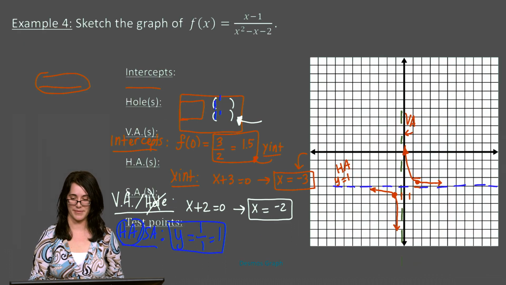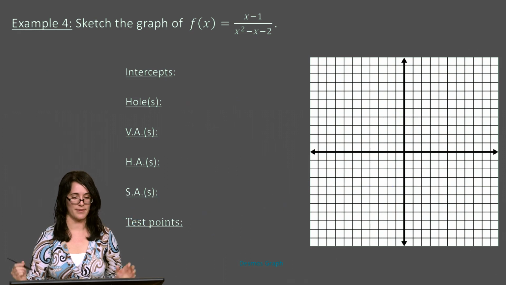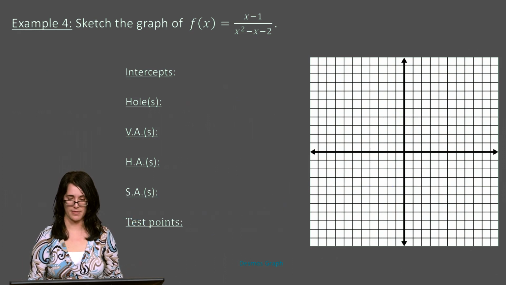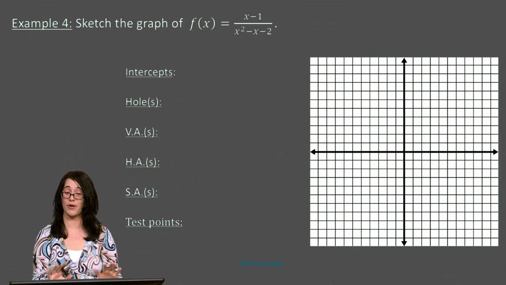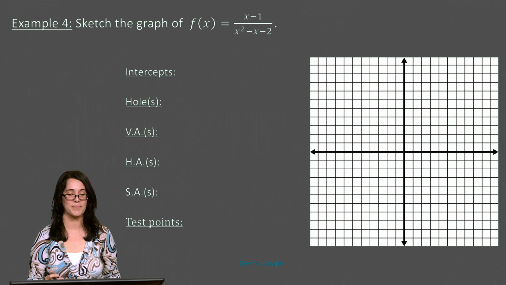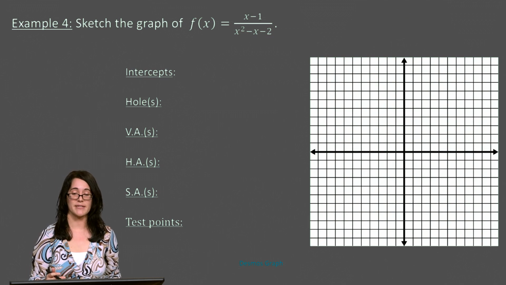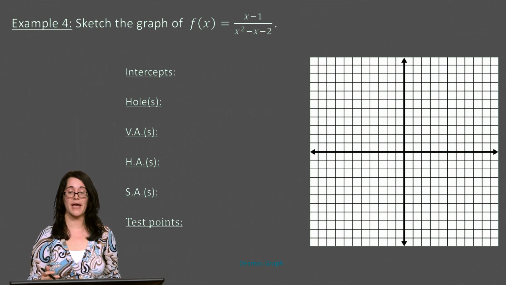Here we go. Okay, example 4. I think, yeah, this is our last one. Whew, it's been a long lecture for you. All right, so let's get started. Feel free to pause this and work on your own first, but I'm going to get started now. Sketch the graph of f of x equals (x minus 1) over (x squared minus x minus 2).